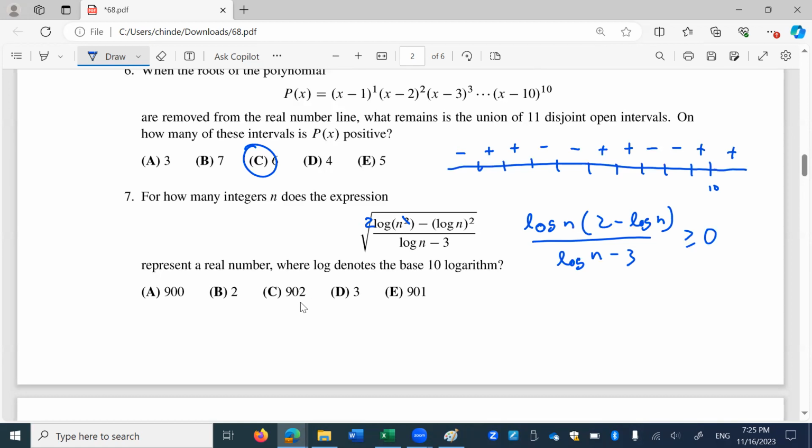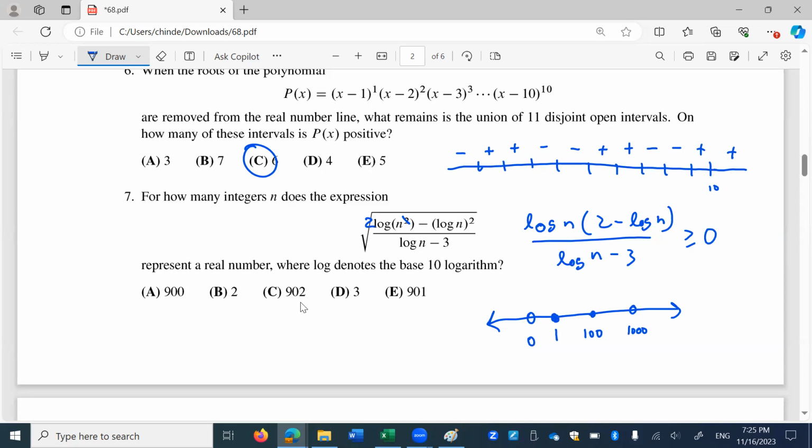be non-negative. So what are the critical values for this function? Well, n has to be bigger than 0 because we're taking a log of it. And we're going to have a vertical asymptote, right? When log n equals 3, in other words, when n is 1,000, we're going to have a vertical asymptote. The expression will change signs. When log n equals 2, in other words, when n is 100, or when log n equals 0, in other words, when n is 1, right? Those are going to be the zeros.